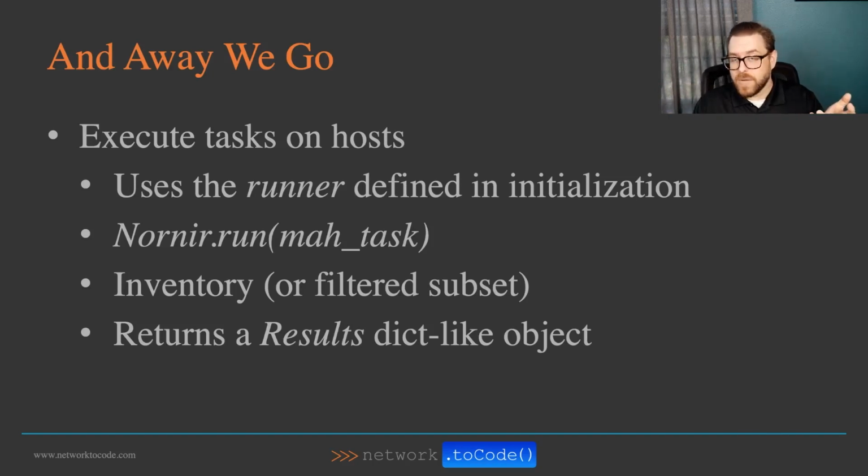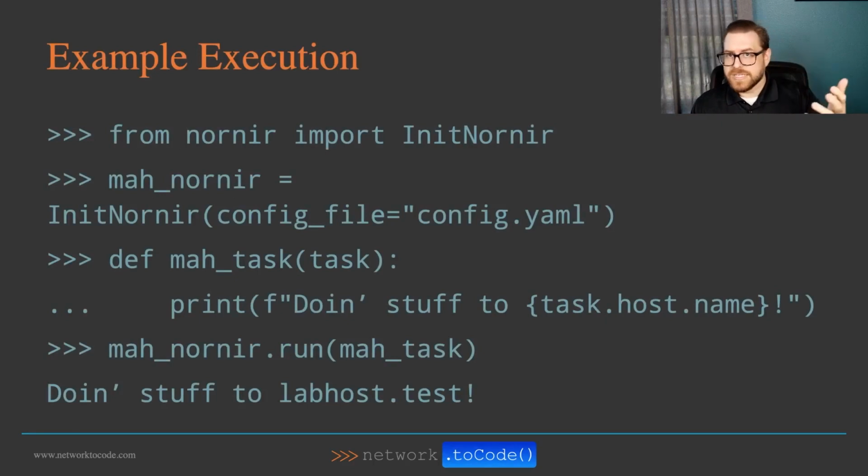But when it's done with .run, it gives you back a results object, which is basically a dict with some special attributes like success and fail, changed, true, false, things like that. Here's an example that ties all this together. From nornir import InitNornir, so I've got my instantiator, I can init with the config file. I define a simple task of doing stuff to this host, and then I do .run of that task, and it's going to do it on my inventory and print out doing stuff to labhost.test, which was the hostname of the host in my inventory. Really simple to get going, but very powerful in the way that it's built modularly and you can extend each one of these components.